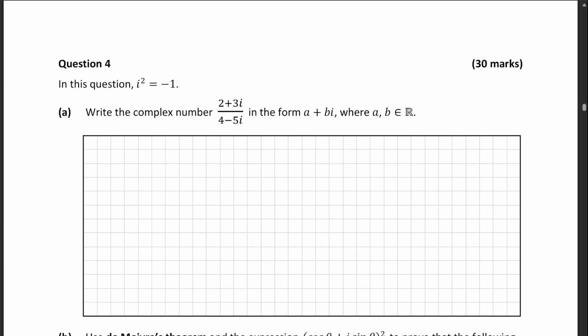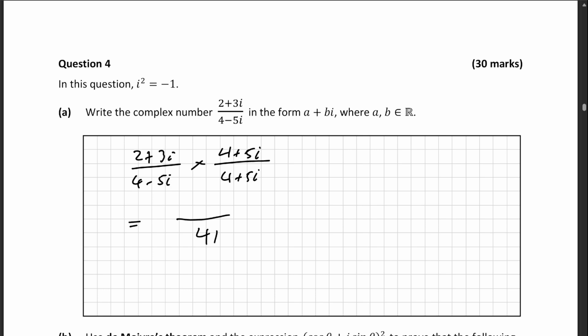Okay, I'll just save that currently. So write the complex number in the form a plus bi. Well, we're just going to multiply top and bottom by the complex conjugate. So that's the 4 plus 5i on top and bottom. Now that's going to give us 16 plus 25, which is 41.